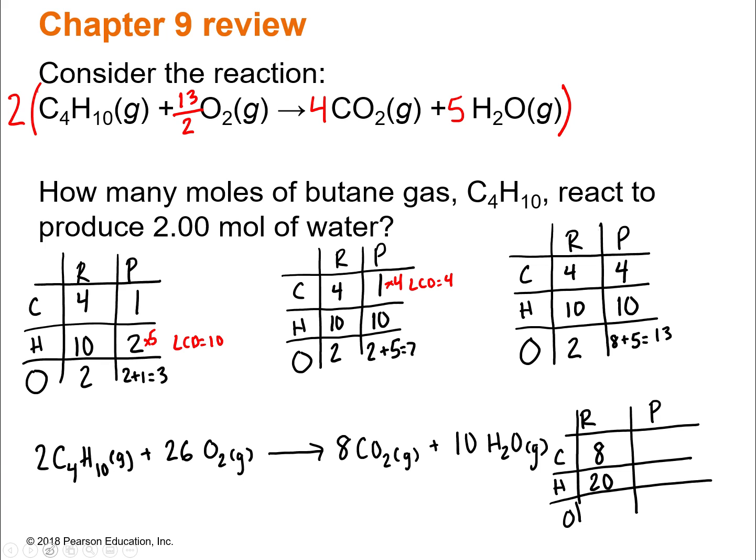Oops, I wrote 26 instead of 13. I knew something was wrong. There. So for the number of oxygens on the product side, you've got 16, which is the 8 times 2 from the carbon dioxide, plus 10 times 1, that's 10, for a total of 26. That's the balanced equation.